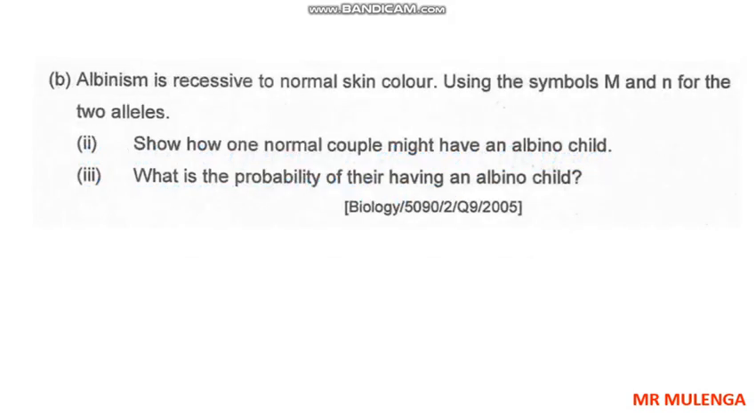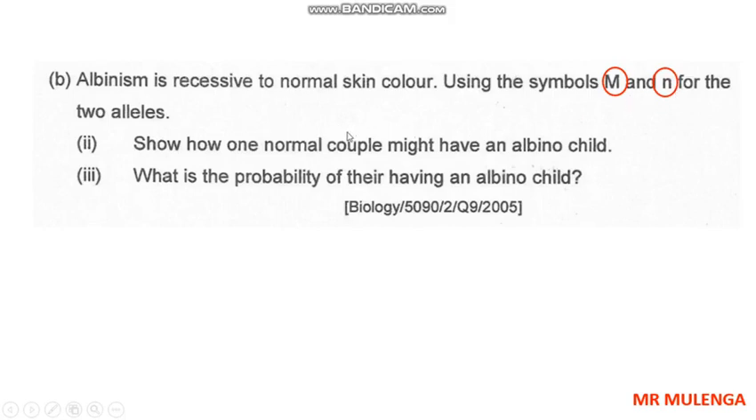So we now move on to question B. So under question B, we are looking at albinism is recessive to normal skin color using the symbols capital letter M and small letter N for the two alleles. So here we are going to use the capital letter M and the small letter N. These letters are representing the two alleles.